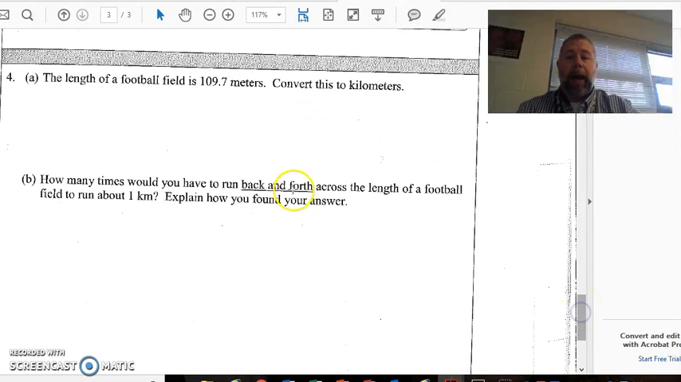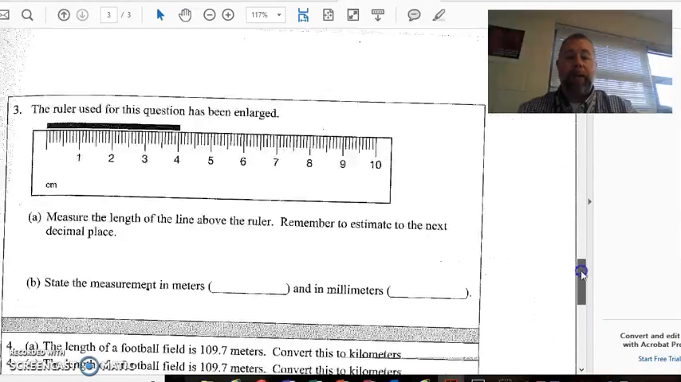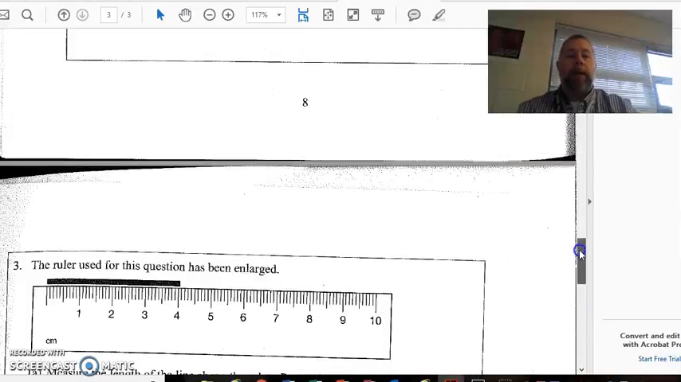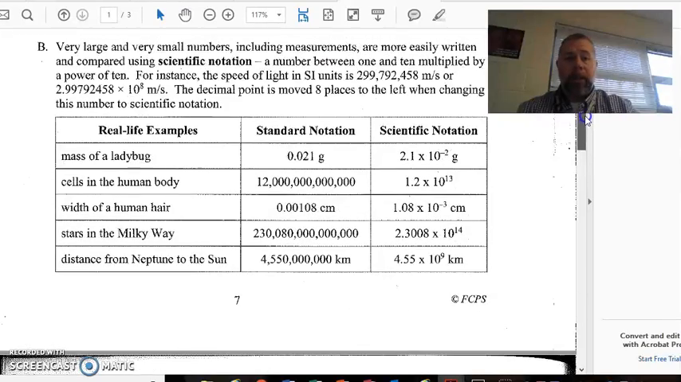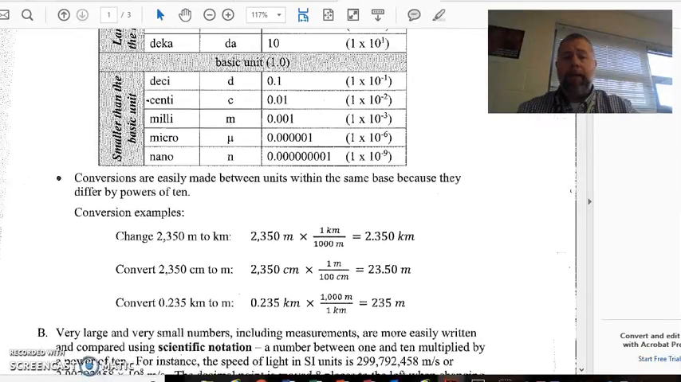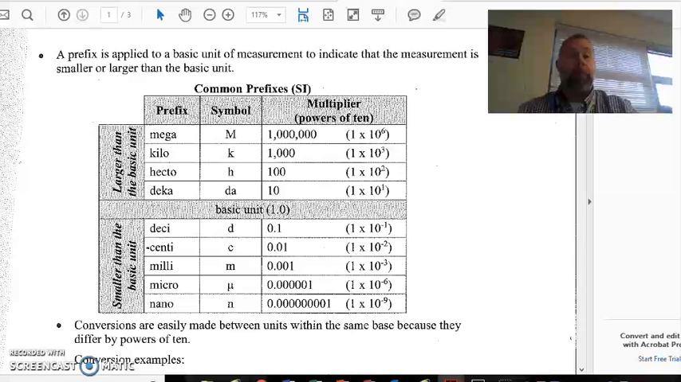Okay? Once you have that number, how many times would you have to run back and forth to get to 1 kilometer? So how many of these would you need of 0.01 to get to 1 kilometer? We want to see you figuring these out, okay? A lot of this is you're just going to need to go back, do the reading, and then if you have a specific question, ask it, okay?